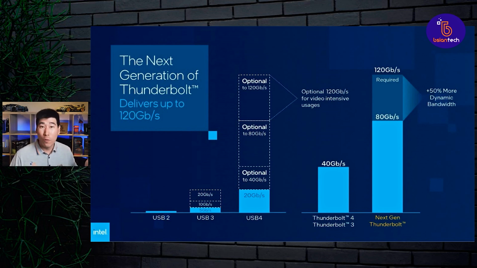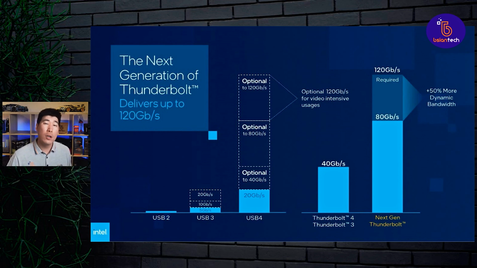USB 4 version 2 also has the ability to go up to 120 gigs per second. These are what we call optional, as you'll see, with the 80 gigs per second, so it's not really guaranteed. Whereas with the next generation of Thunderbolt, it is a guarantee of 80 gigs per second. And with the 120, again, it is optional as well. With Thunderbolt next generation, it will allow it to go to 120 gigs per second for hopefully display.